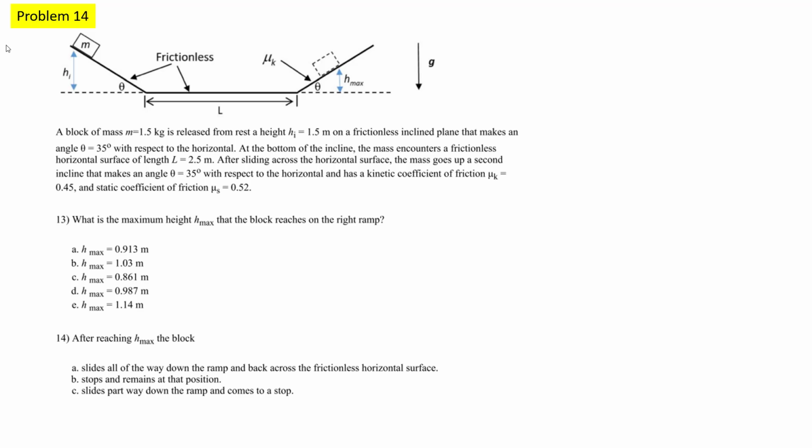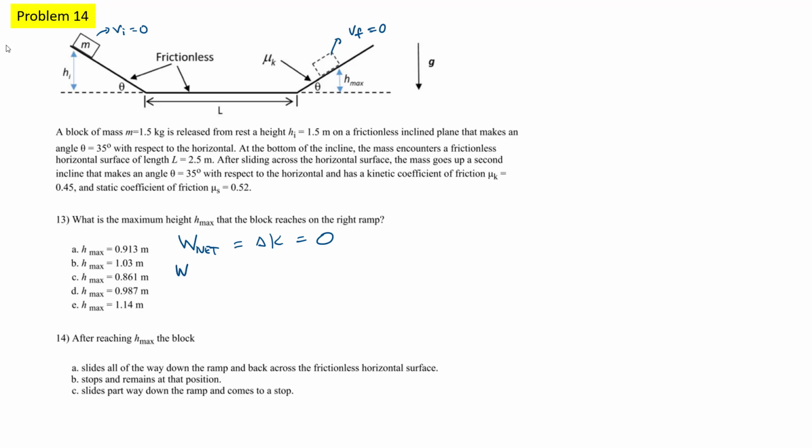The first question says, what is the maximum height, h max, that the block reaches on the right ramp? This is a calculation, and probably the best way to start would be to use the work-energy theorem. The work done by all of the forces must be equal to the change of kinetic energy of the block. It starts over here with an initial velocity equal to 0. Once it reaches its final height, it also has a final speed equal to 0. So what is doing work?